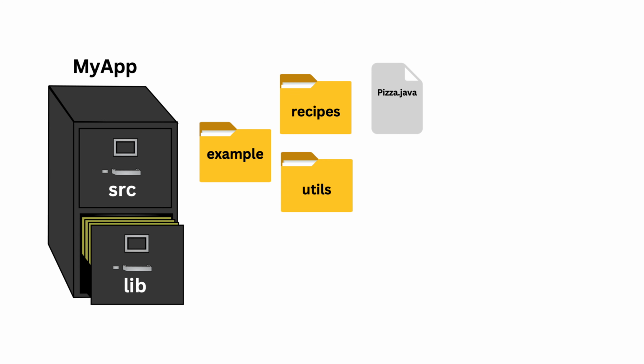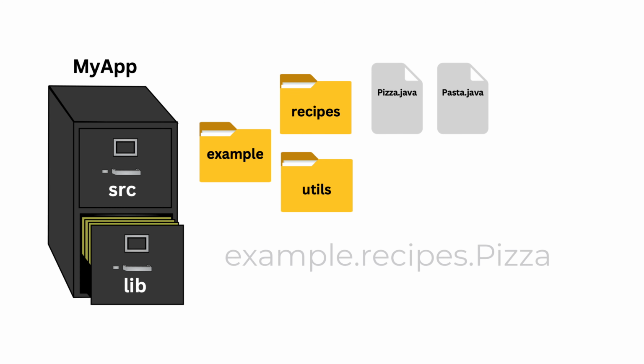Back to our recipe analogy, let's say we create two Java files for our recipes folder, one called pizza.java that contains our favorite pizza recipe, and another one called pasta.java that has our favorite pasta recipe. To refer to the location of the pizza file, we use the complete package name dot the file name. So the complete name would be example.recipes.pizza.